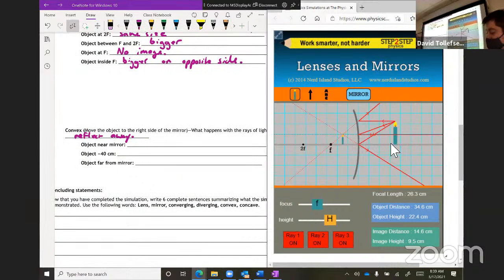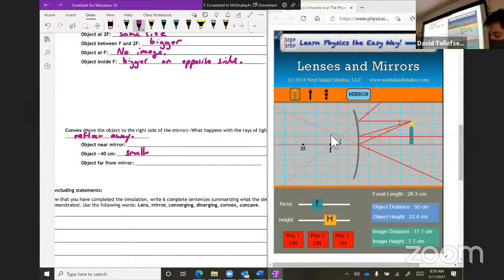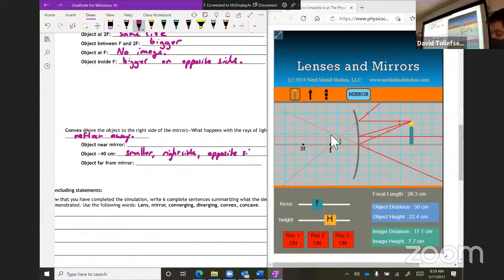And no matter where you are with the object, what do you notice about the image? How does the image appear? Smaller, right side up, and opposite side. What is that first thing? They reflect away.